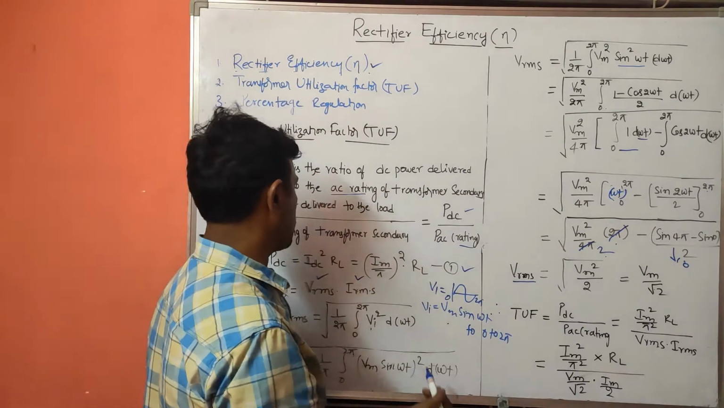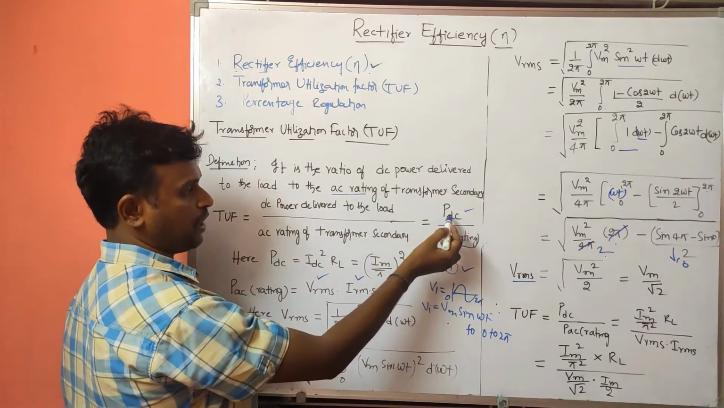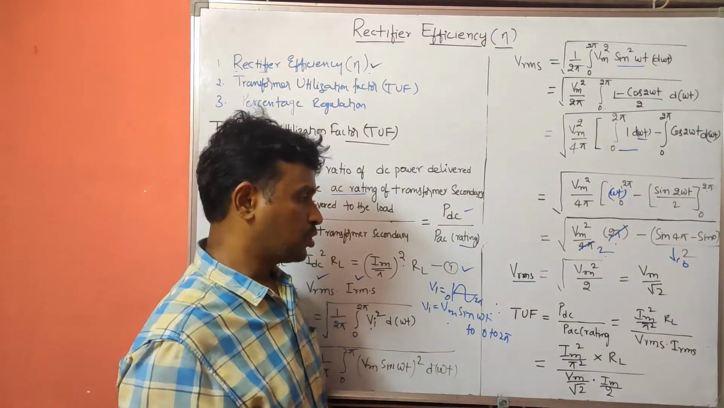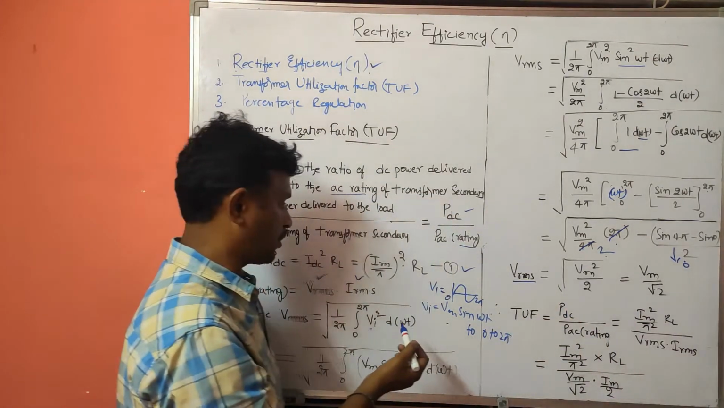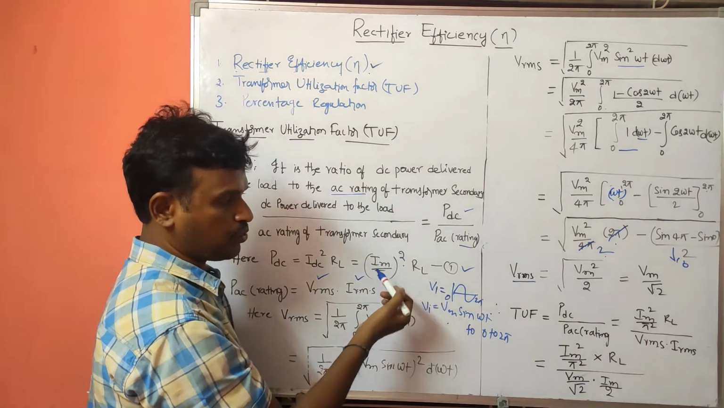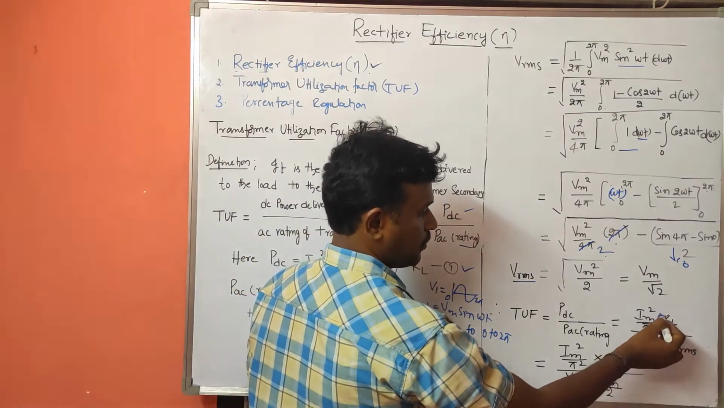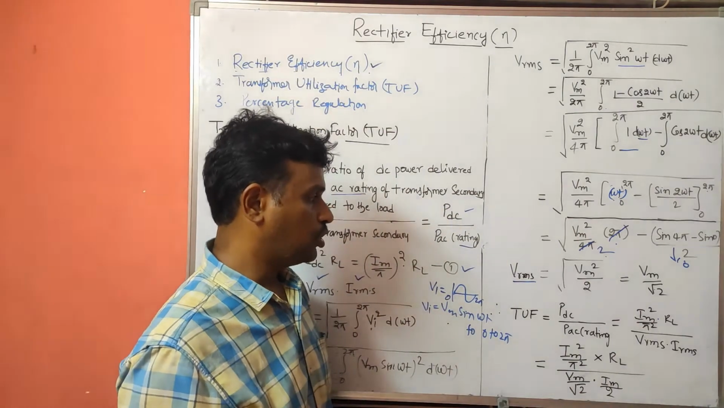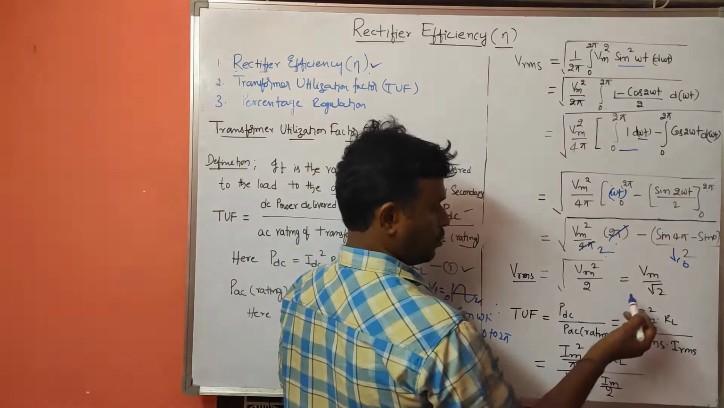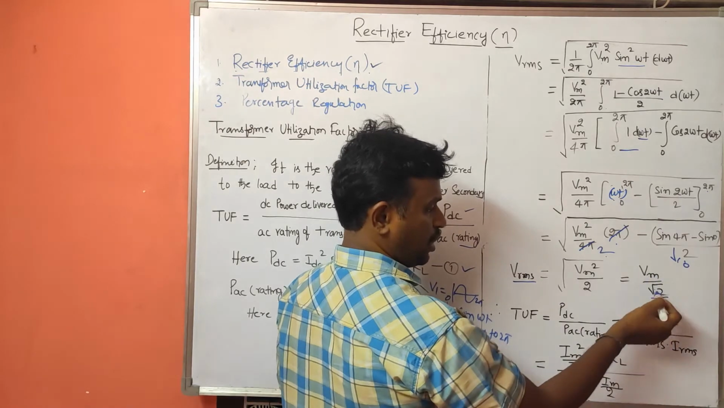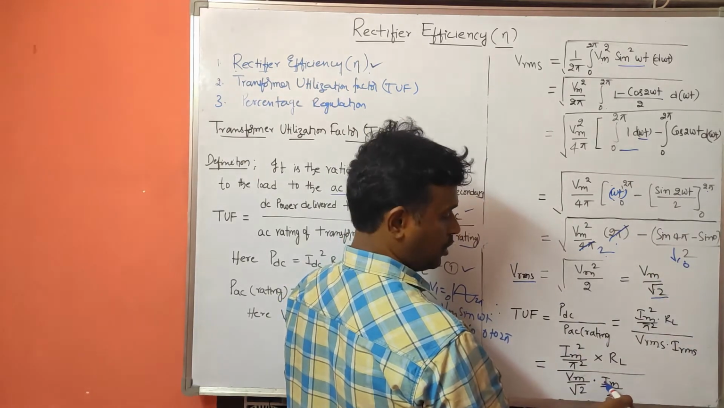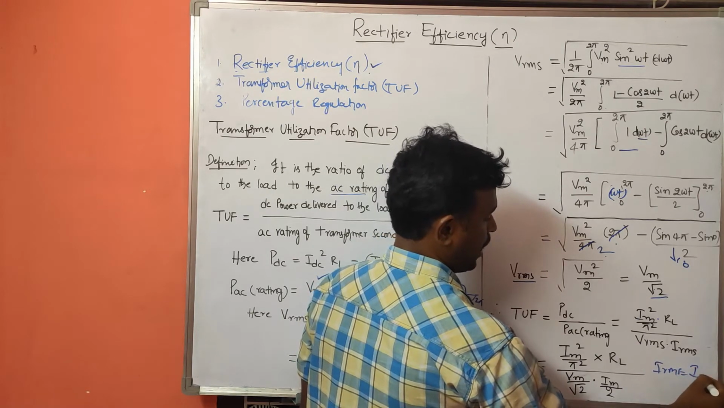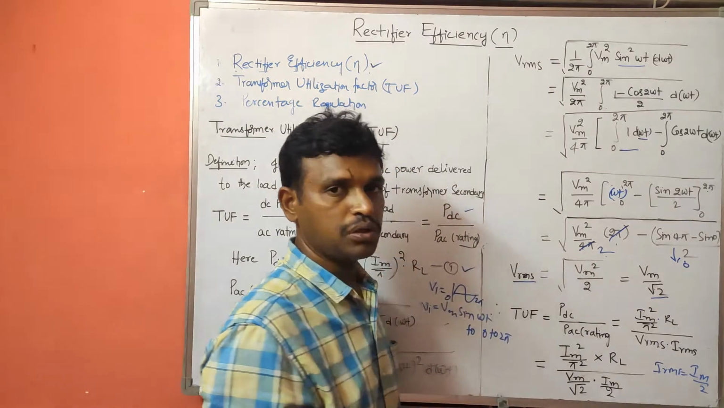So now what is our equation here? Transformer utilization factor is equal to PDC by PAC rating. PDC we have already calculated, that is (Im by pi) whole square into RL. Next, what is PAC rating here? VRMS into IRMS. We know that VRMS is Vm by root 2, and IRMS, which I calculated in the previous discussion, is equal to Im by 2.